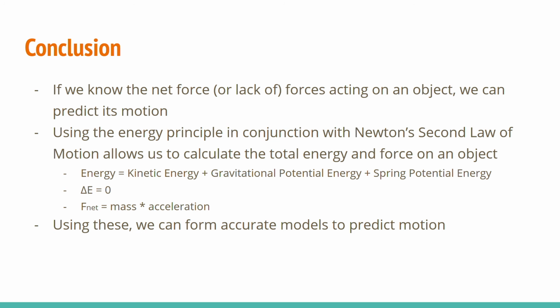Conclusion. If we know the net force or lack of forces acting on an object, we can predict its motion. Using the energy principle in conjunction with Newton's second law of motion allows us to calculate the total energy and force on an object. The total energy is the kinetic energy plus the gravitational potential energy plus the spring potential energy. In a closed system, delta E equals 0, and F net equals mass times acceleration. Using these, we can form accurate models to predict motion.